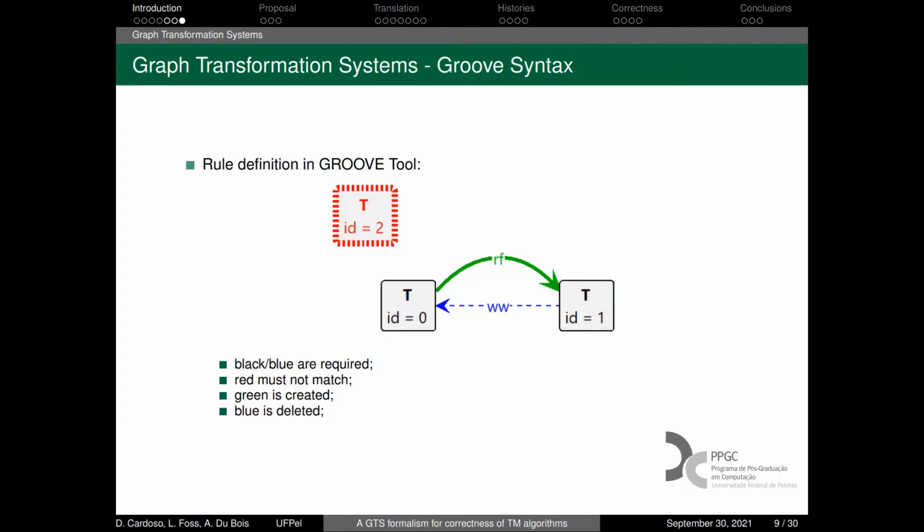Here's the syntax for the tool that we use to create graph transformation systems. This tool puts the left and right side of the production rule together, so the coloring helps identify each action. The black objects are objects that are going to remain unchanged when the rule is applied. Blue objects are going to be deleted. The red objects must not exist for the pattern match to work, and the green objects are going to be created.